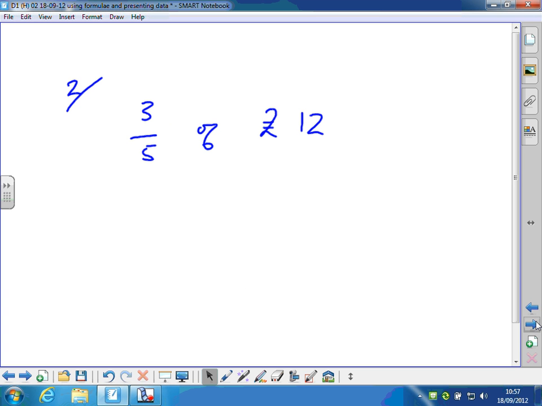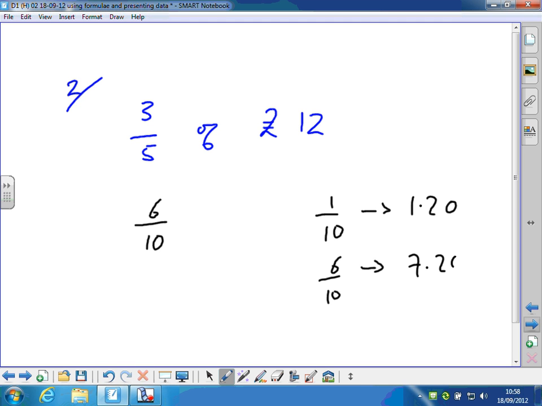Next one, 3/5 of 12 pounds. Well, 3/5, I want to find a fifth of 12 pounds, which is not that straightforward in my head, but I do know that 3/5 is the same as 6/10, doubling top, doubling bottom. So that's easy to find a tenth, because you just divide by 10. So 1/10 is £1.20. So therefore 6/10 is 6 lots of that, which must be £6, and 6/20 is £1.20. So £7.20 will be 3/5. You might have done it differently.